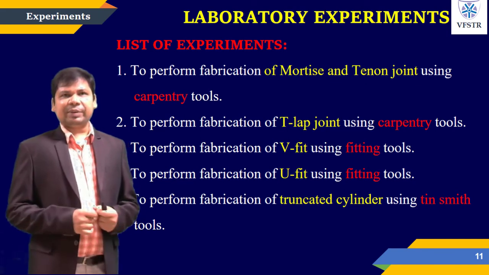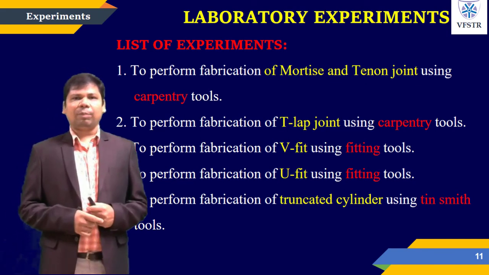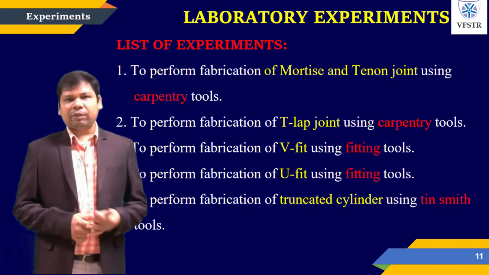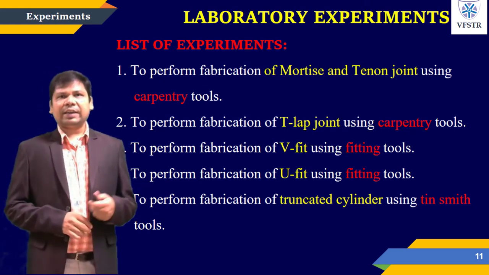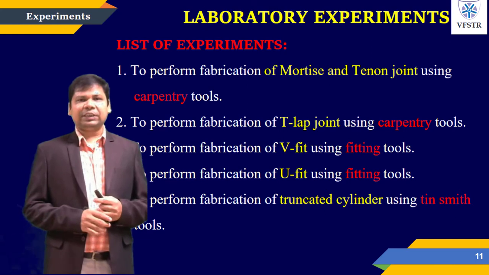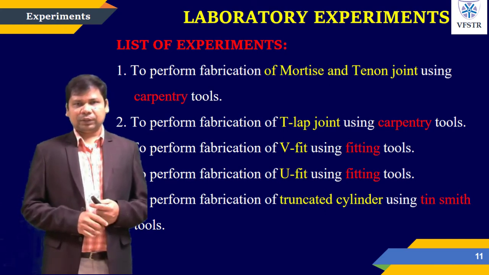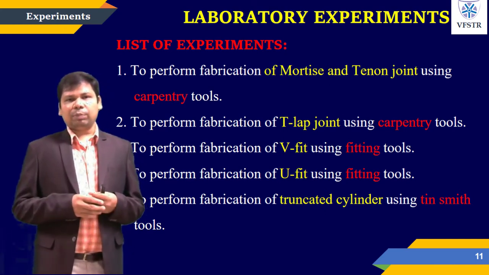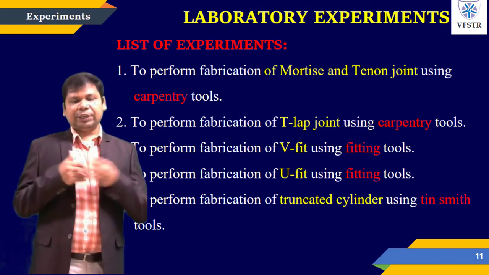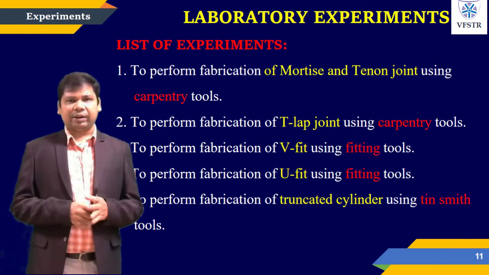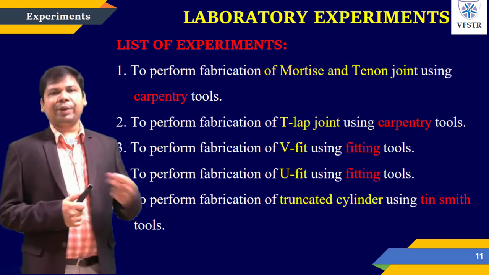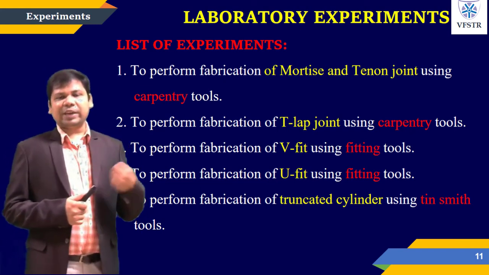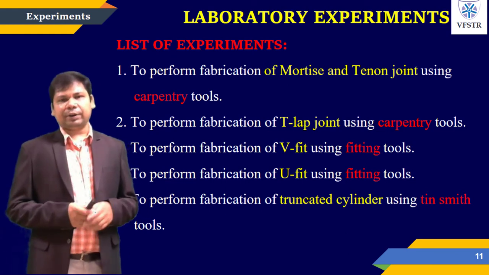The first experiments are about developing carpentry products. The first two experiments: one is the mortise and tenon joint, and the other is the T-lap joint. That means you develop wood products with joints, either T-lap or mortise and tenon. These are the two products. How are they joined, and how do we make that product? The first two experiments come under carpentry.